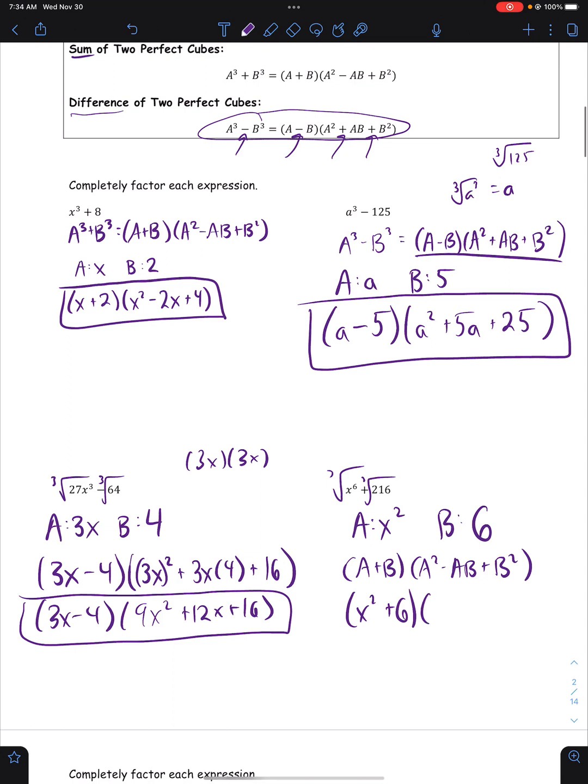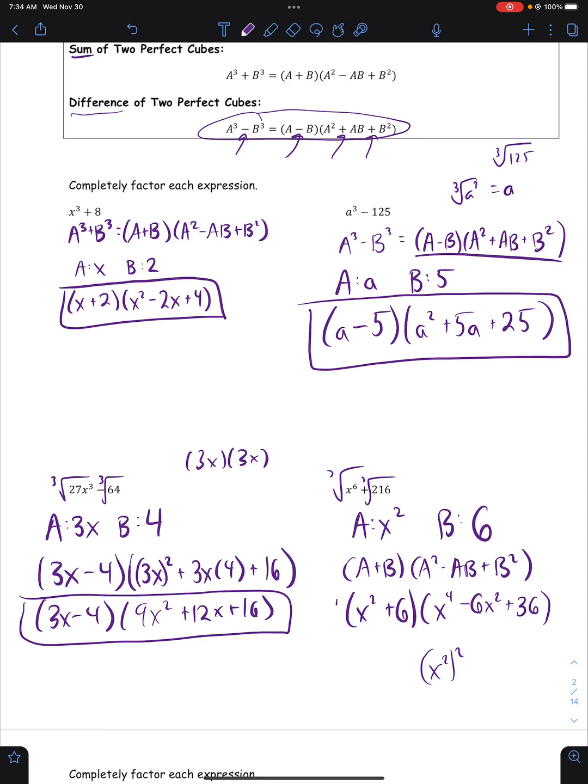A squared would be x squared squared, which would be x to the 4th. You could also write it out as x squared squared, power to a power you multiply, so that's why it's x to the 4th, times A times B, so that would be minus 6x squared plus 36.